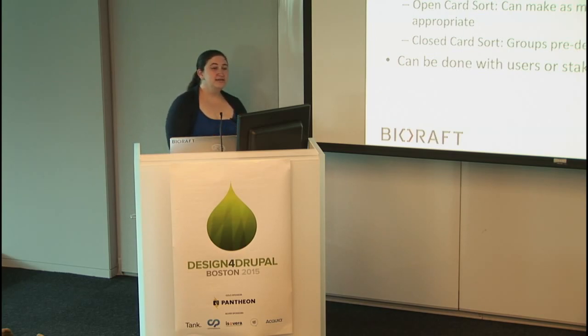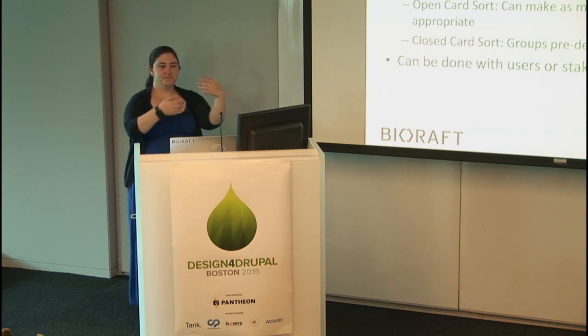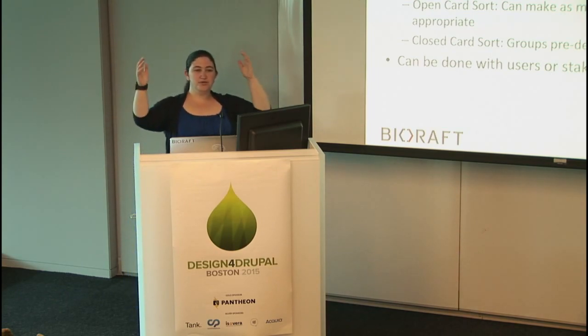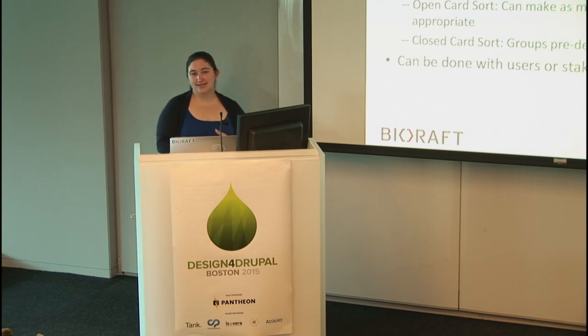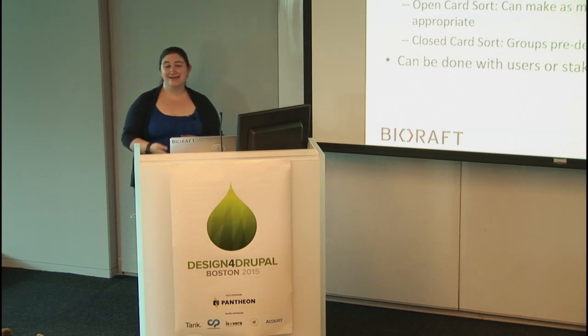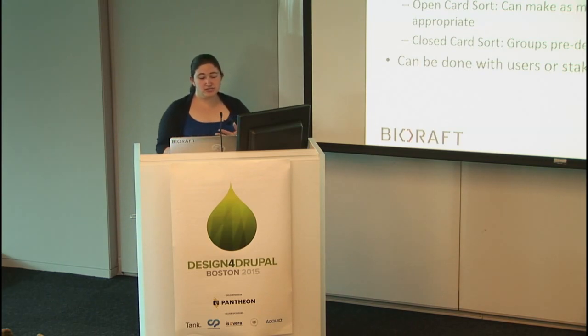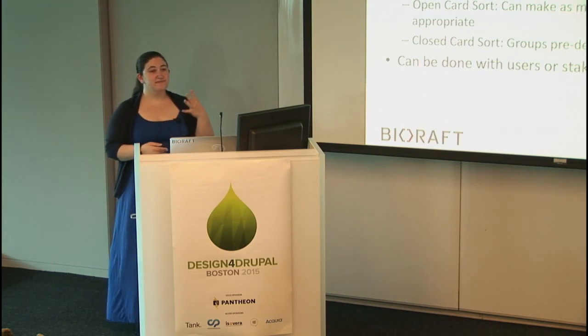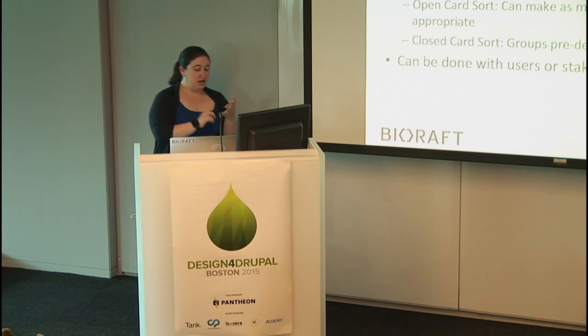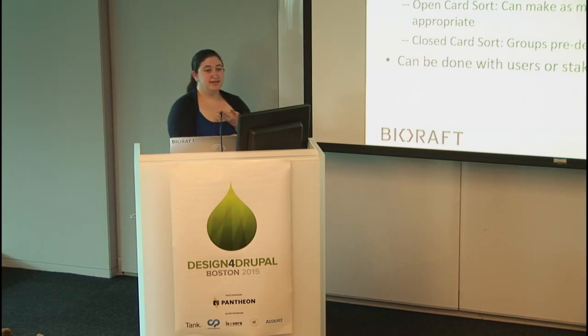There are two types. There's an open card sort where you just give someone cards and say, organize, go, put these together how they best make sense. They can make as many groups as they want. They can label the groups whatever they want. Then there's the closed card sort. So you know you have these four groups, hearts, diamonds, clubs, and spades.